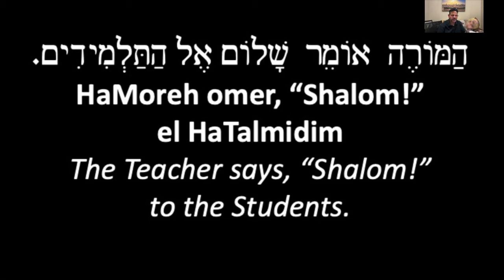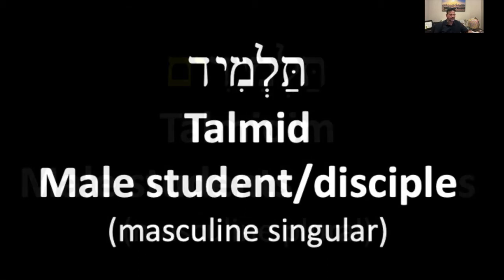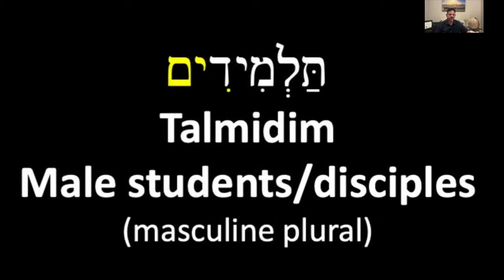So, Ha-More is the teacher. Omer is to say. Shalom is the way to say hello. El means to. And Ha-Talmidim means the students. And we know that we could actually take it back to the singular form, Talmid. So Yeshua would have had 12 Talmidim. Each one would be a Talmid, a male student, or a disciple, we should say. Talmidim, plural, would be male students or disciples, plural.